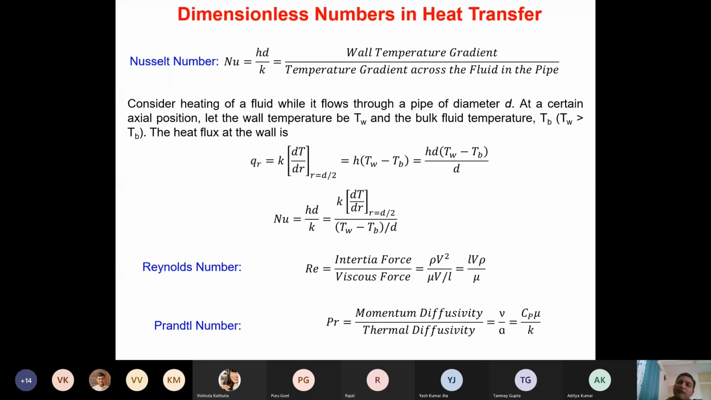Now this wall heat flux should be the same as the heat flux which we obtain by convection, isn't it? That is given as h(TW minus TB). This is nothing but Newton's law of cooling, and the other is from Fourier's law of heat conduction, the heat conducted through the wall. So the heat flux QR, given as K dT by dr at r equals D by 2, should be the same as h(TW minus TB). Is it all right?